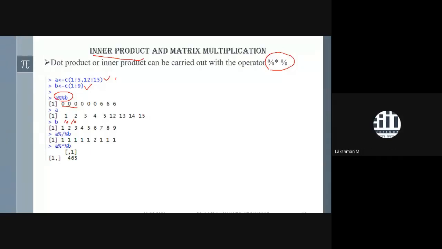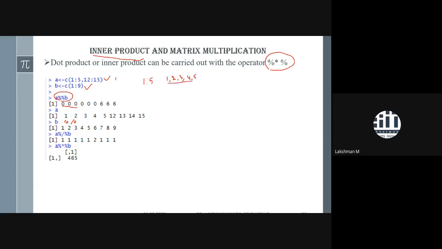Hello, sir. Sir, will you please explain again what is that 1:5, 12:15? 1:5 is a sequence operation. It takes entries starting from 1, where 1 is the starting point and 5 is the ending point. By default, since you haven't mentioned any common difference, it takes a common difference of 1. So it will go 1, 2, 3, 4, 5, up to 5.